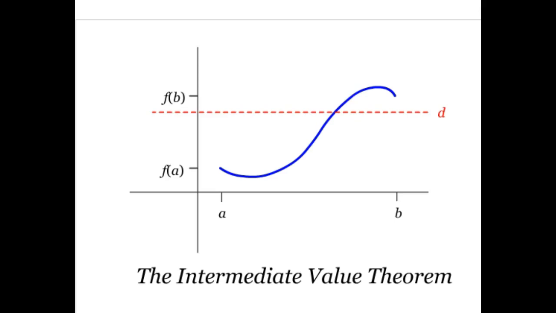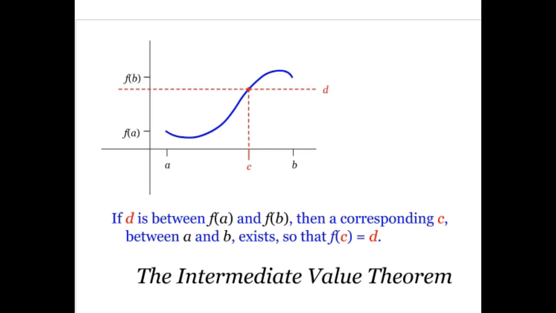Now the only thing the intermediate value theorem is saying is that this value, or height, d, is going to cross our function at least once. Not only will it cross the function, it'll cross the function between the x values of a and b. As you can see, it crosses the function right here, and we call that x value c.